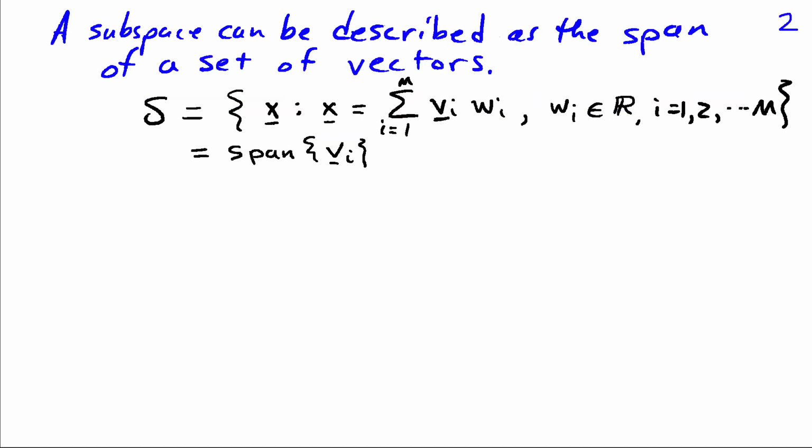Now, we've mentioned in a previous video that subspaces are extremely useful in machine learning. And we define a subspace as the span of a set of vectors. So let's suppose I have a set of vectors v sub i. Then I can define a subspace S as all vectors x which can be expressed as a weighted sum of the v sub i, where the weights w are real numbers. And this is what we mean by the span of v sub i.